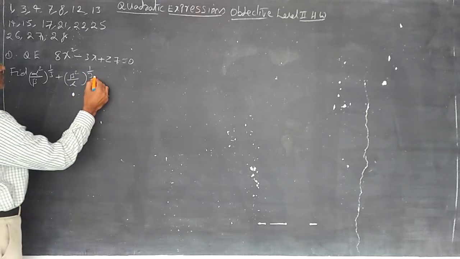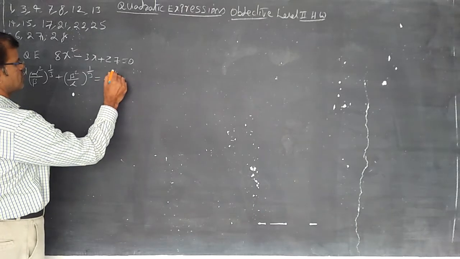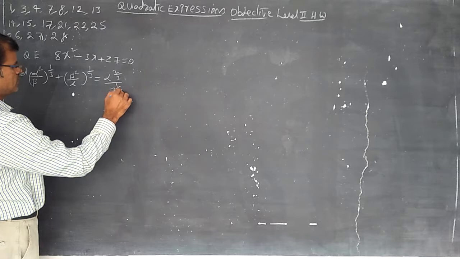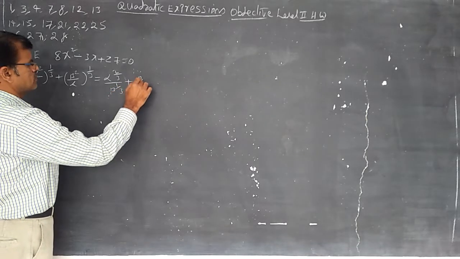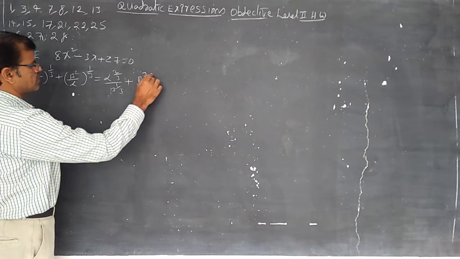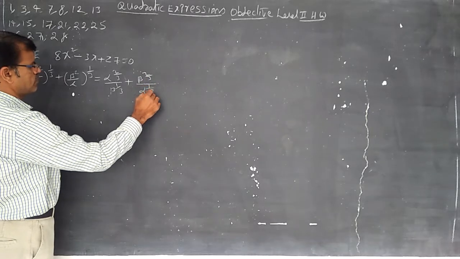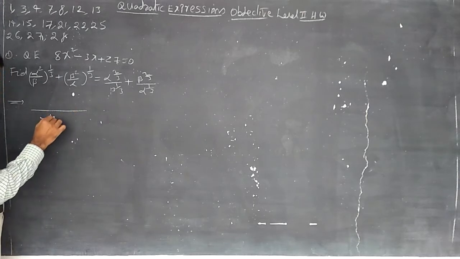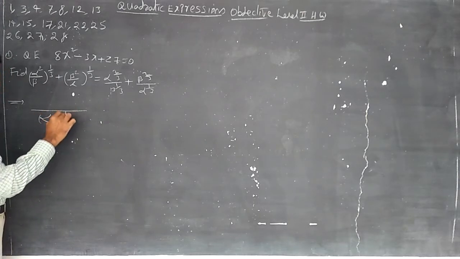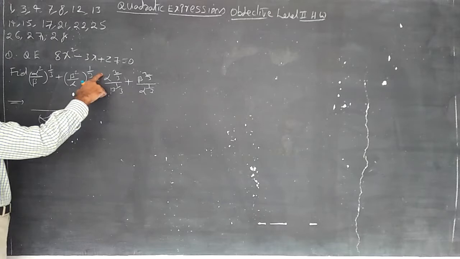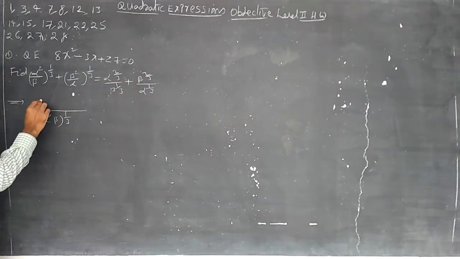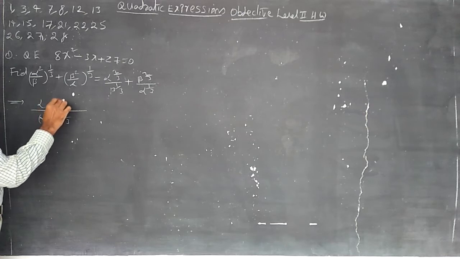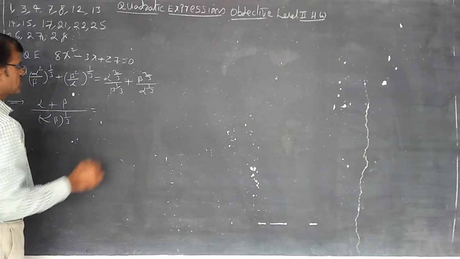So by taking LCM, here you can understand alpha power 2 by 3 by beta power 1 by 3 plus beta power 2 by 3 by alpha power 1 by 3. That implies take an LCM here, (alpha beta) whole power 1 by 3, and this into this and this into this, it becomes alpha power 2 by 3 plus alpha power 1 by 3, that is alpha power 3 by 3. So here it is alpha plus beta.